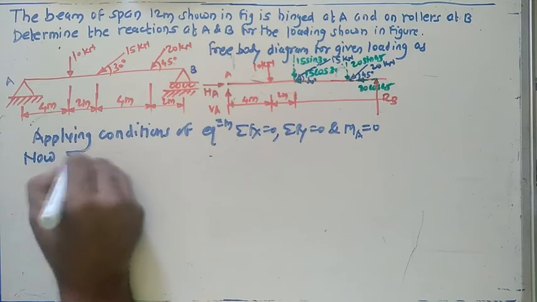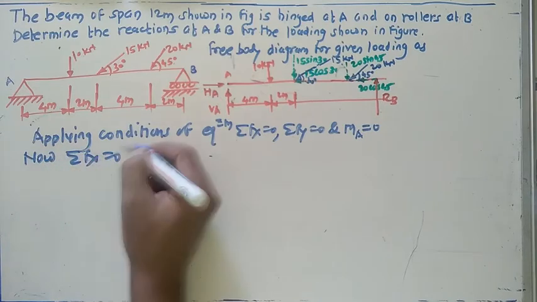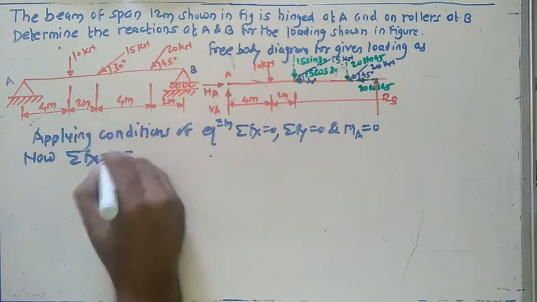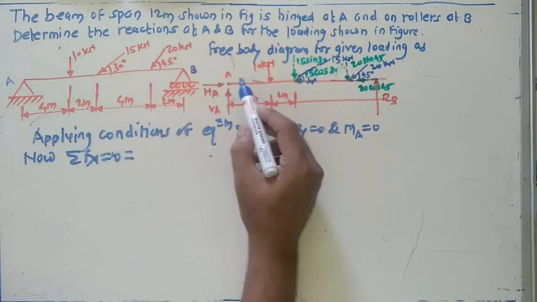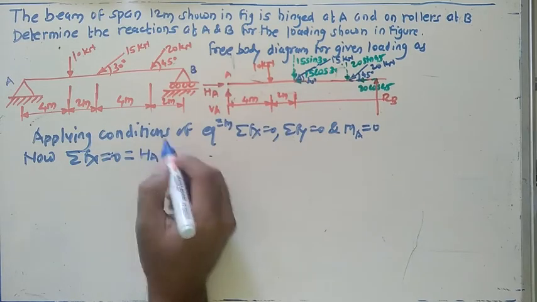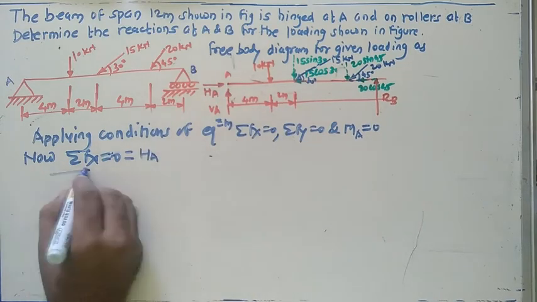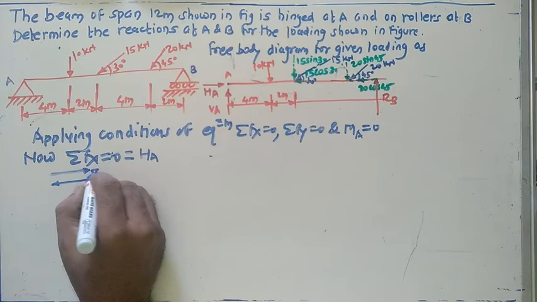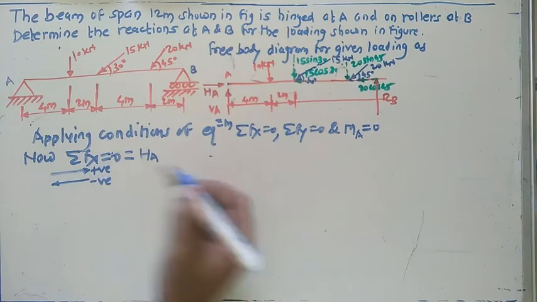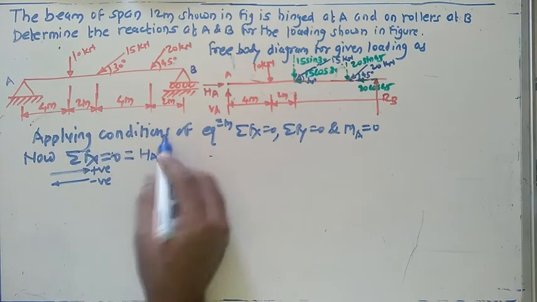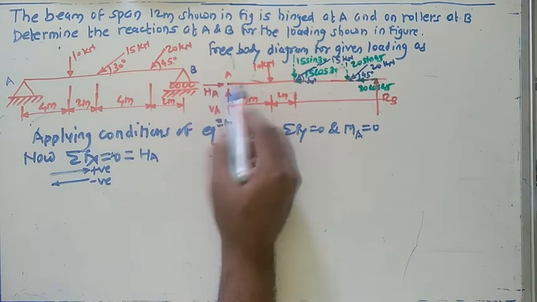Now summation of all the forces along the horizontal direction equals 0. Just continue this equation. Focus only on the horizontal forces. The first force is HA, whose magnitude is running towards the right direction. It is very important to consider the sign convention: this one is positive, this one is negative. So HA running towards the right direction, consider this one as positive.